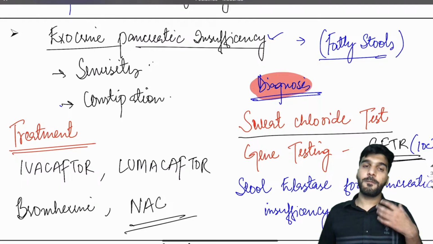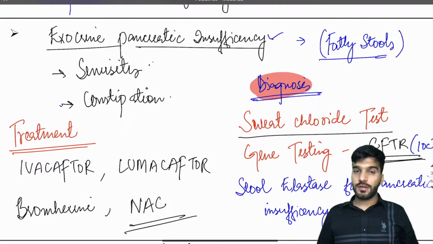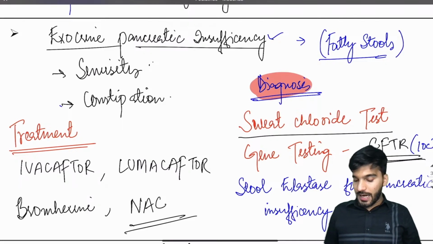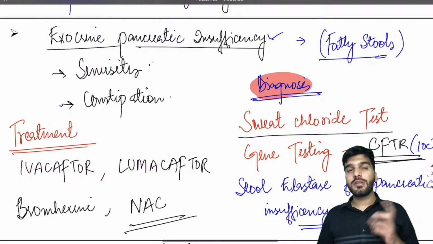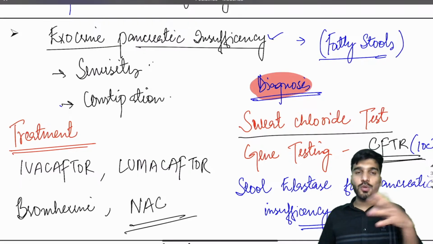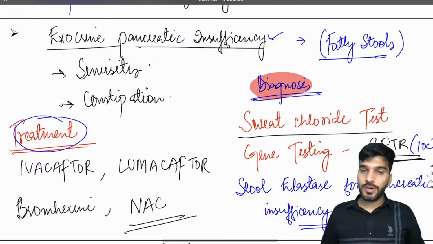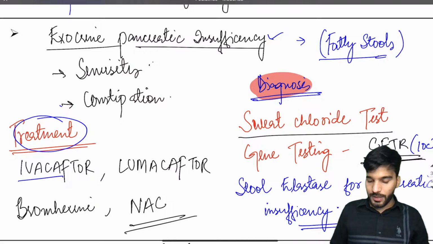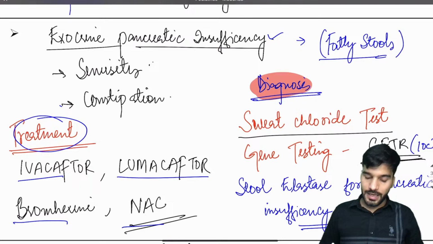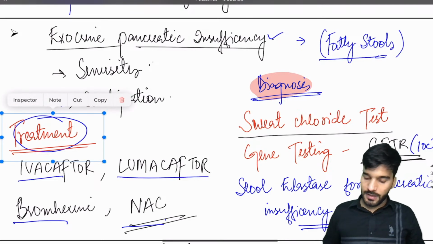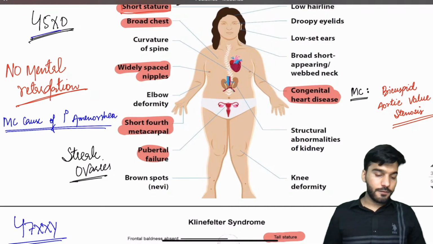We also go for the immunoreactive trypsinogen levels in newborns, and stool elastase for pancreatic insufficiency. Whenever there is an exocrine insufficiency, give pancreatic enzyme. Agar endocrine insufficiency होती है, then give insulin. ठीक है ना? Treatment guys, chloride channel transporter, we have ivacaftor and lumacaftor, and in order to break the mucus, we give the mucolytic drugs like bromhexine and N-acetylcysteine.